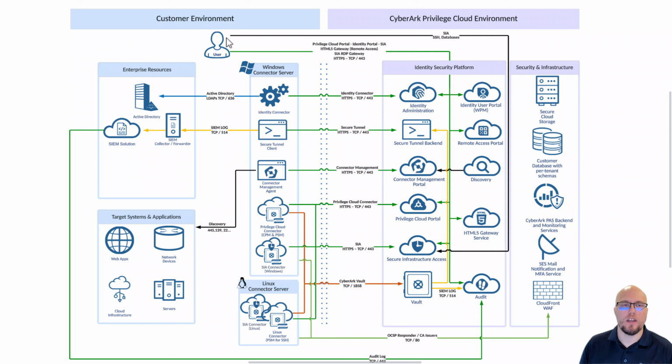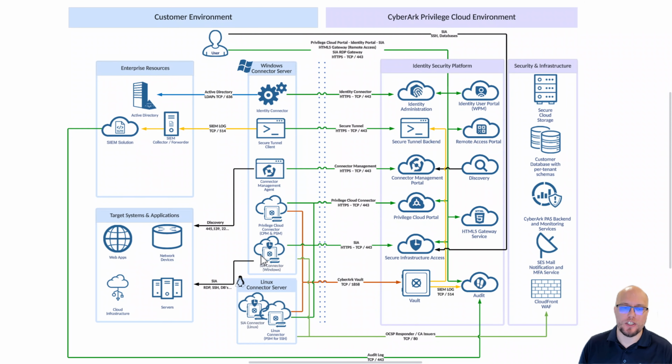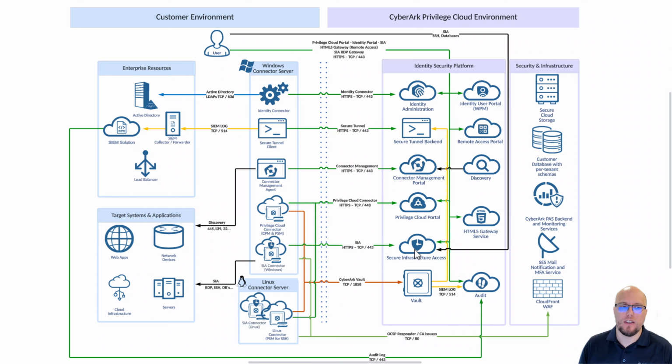So once they've got the information they need for their target system, they'll use the relevant client and connect to the SIA service. The SIA service will then make connection through the SIA connection and then head off to the target system. So if this was an RDP session, the session is recorded here. If it was an SSH session, all the logs, event logs will be recorded in the SIA service.